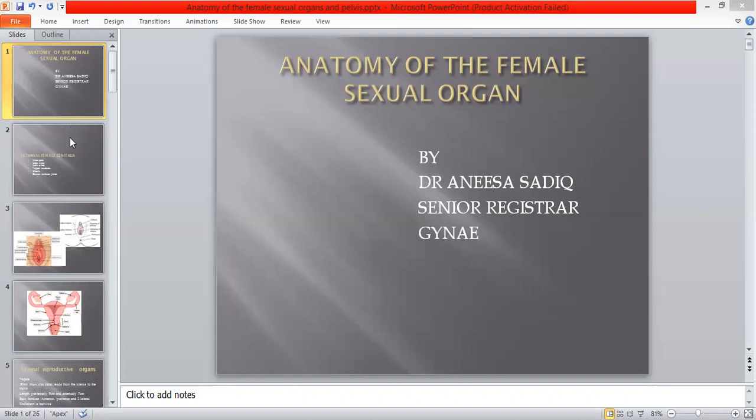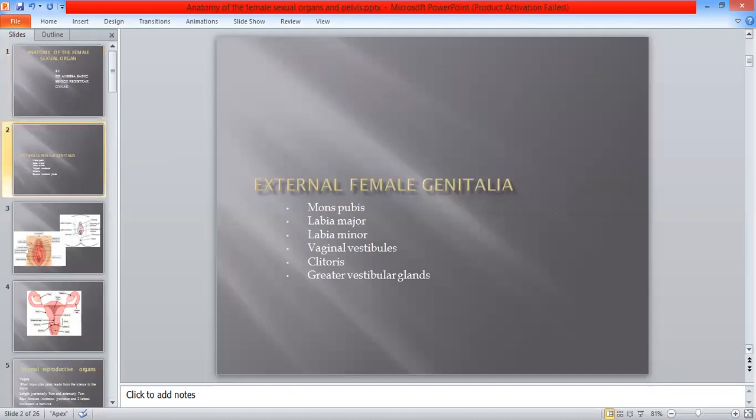The previous lecture was on the development of the female sexual organ, and today's lecture is a brief review of the anatomy of the female external genitalia. You have studied this anatomy and embryology in detail in the first year and second year. This will be just a revision, and you will know and memorize it better than me, because your knowledge of this detailed anatomy is fresh.